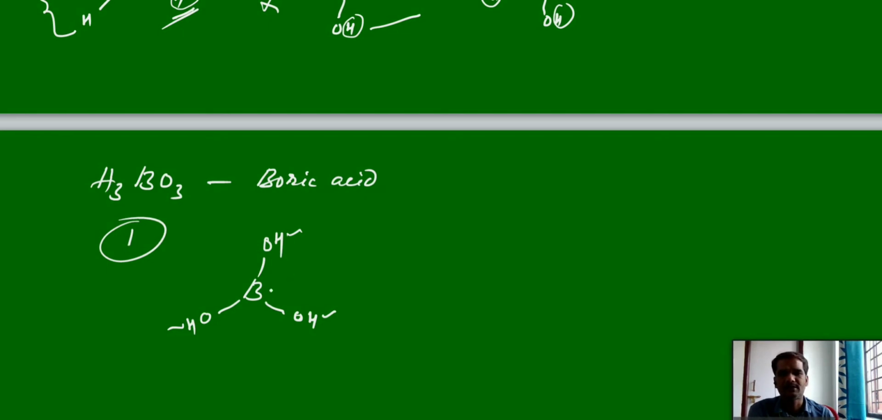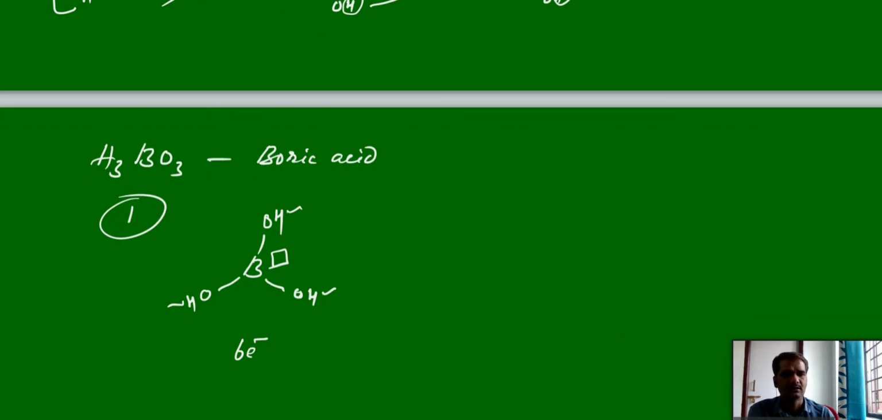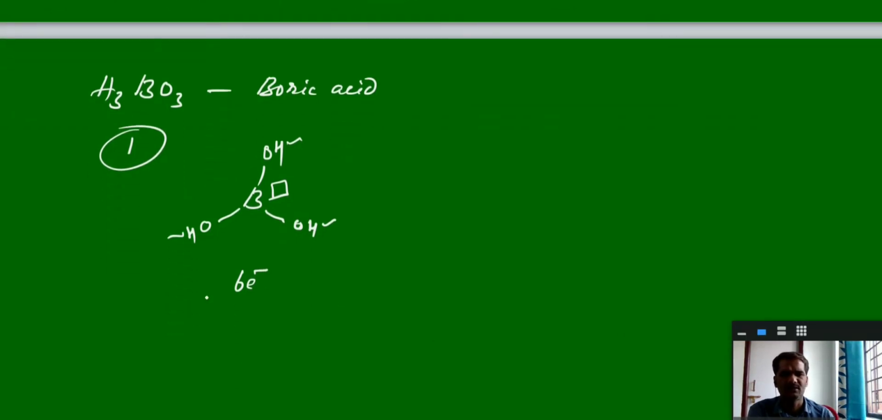Instead, boric acid is an electron deficient compound. The central atom boron is surrounded by 6 electrons. Six electrons means it is electron deficient; it is 2 electrons less than the octet configuration. About the octet configuration and electron deficiency, we will discuss later in chemical bonding. Till then, just remember that 6 electrons means 2 electrons less than the octet, hence it is called an electron deficient compound.